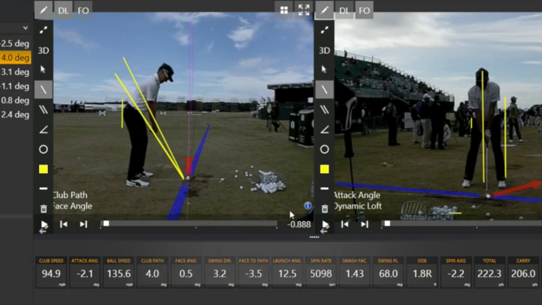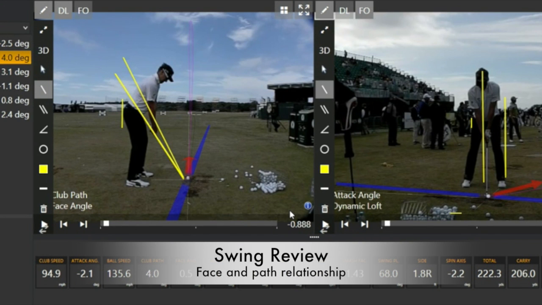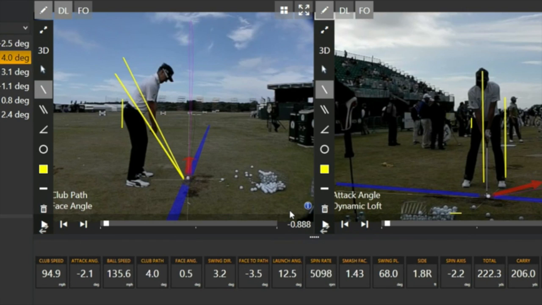Okay, today I want to have a little look at Ian Poulter's golf swing here using the Trackman software. One of the things this video is great to highlight is the influence of the club face versus the path in the golf swing. If we look at this picture on the left hand side here, you see the blue tracer, which is the path, and the red, which is the club face position.